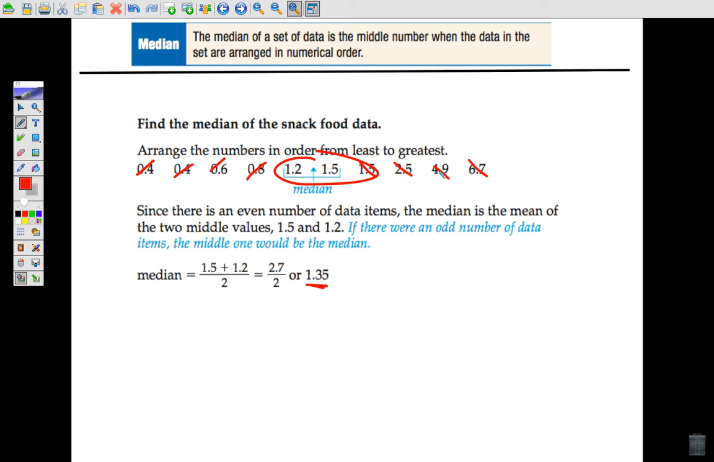If there were an odd number of numbers, let's say there were 9 numbers, as you cross off, you will end up with one number in the middle that you can just circle.